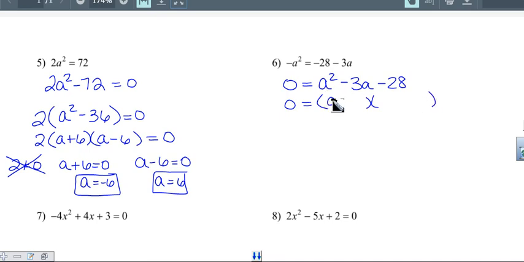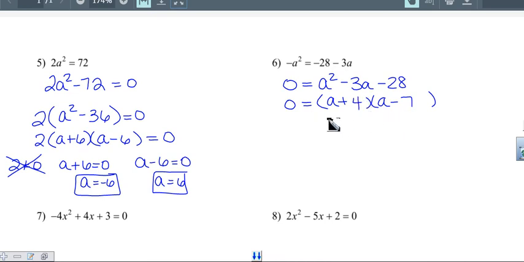A squared breaks down into a times a, and I need to think of 2 numbers that can multiply to a negative 28 that subtract to give me negative 3. 4 and 7. The 7 will be the negative because it's the larger term and it matches the middle sign.